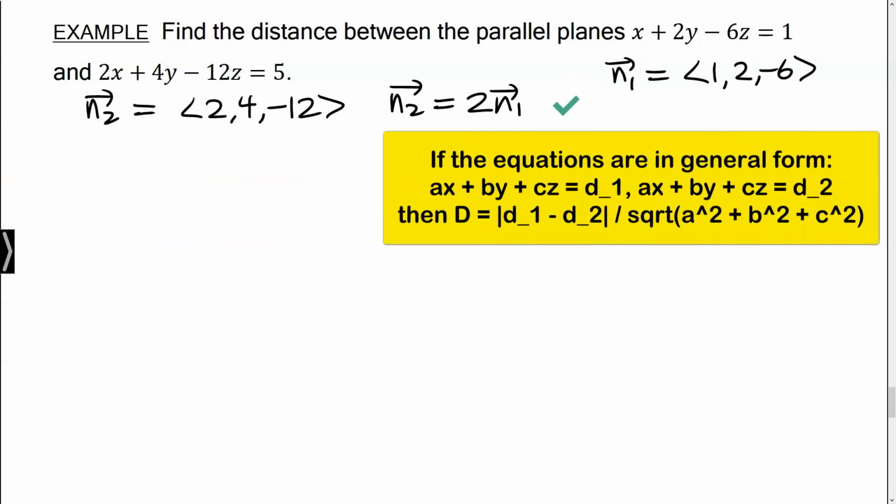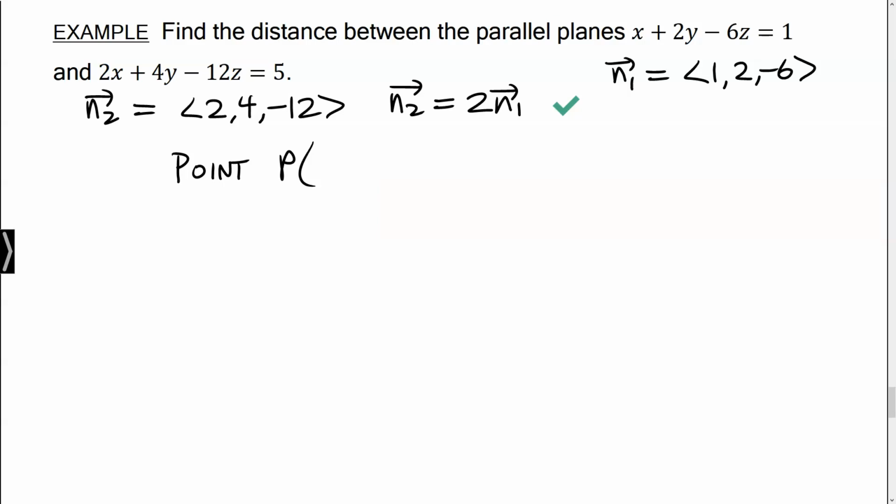And really, I have a lot of freedom as far as what point and which plane to choose. Since x plus 2y minus 6z equals 1 is going to be a little bit easier to plug into, what I'm going to do is choose a point on the other one. So I'm going to choose my point, P, to be 5 halves, 0, 0. So I can just set y and z to be equal to 0. So 5 halves, 0, 0. That's on the plane 2x plus 4y minus 12z is equal to 5.